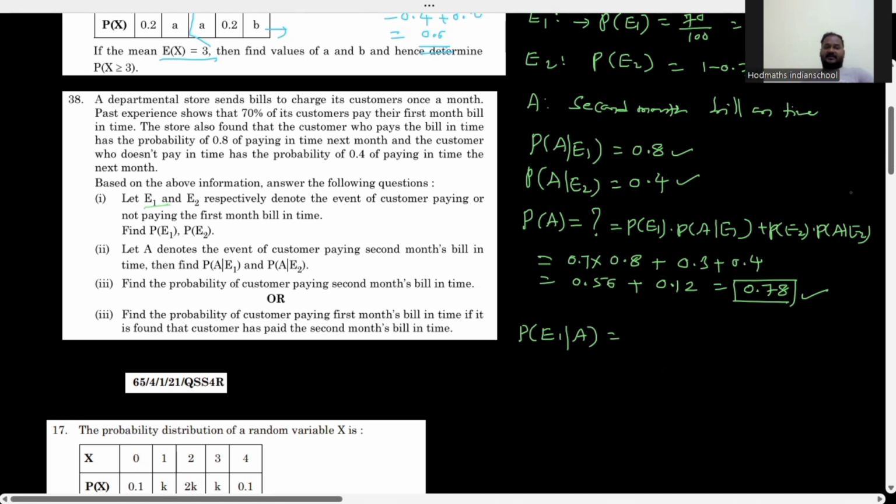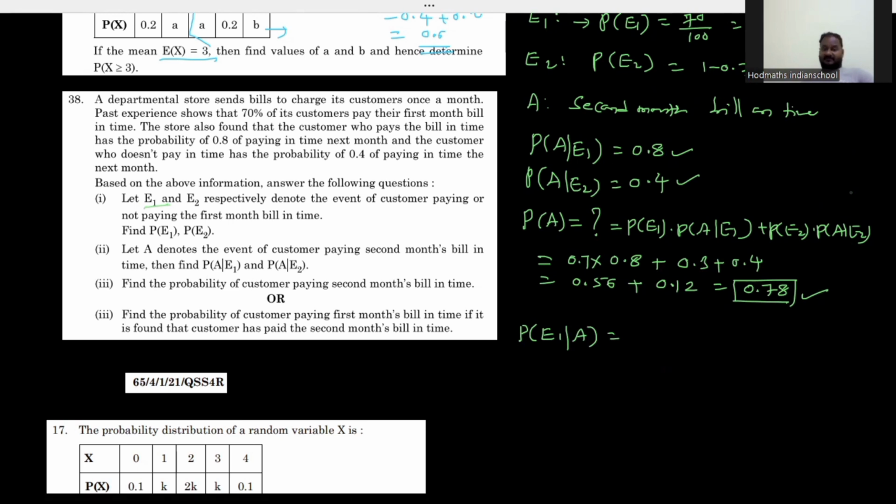Why E1 given A? Because we need to find the probability of the customer paying the first month bill in time. That is the probability of E1. It is given that the customer has paid the second month bill also on time. So A is the second month bill. What is the formula for P of E1 given A?